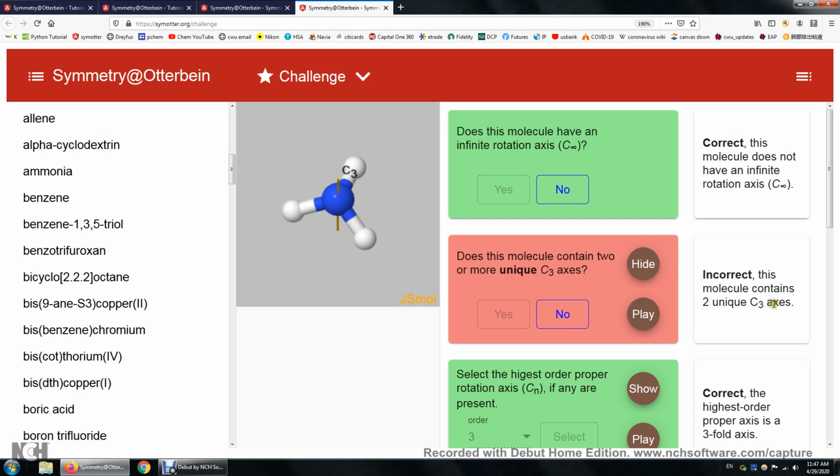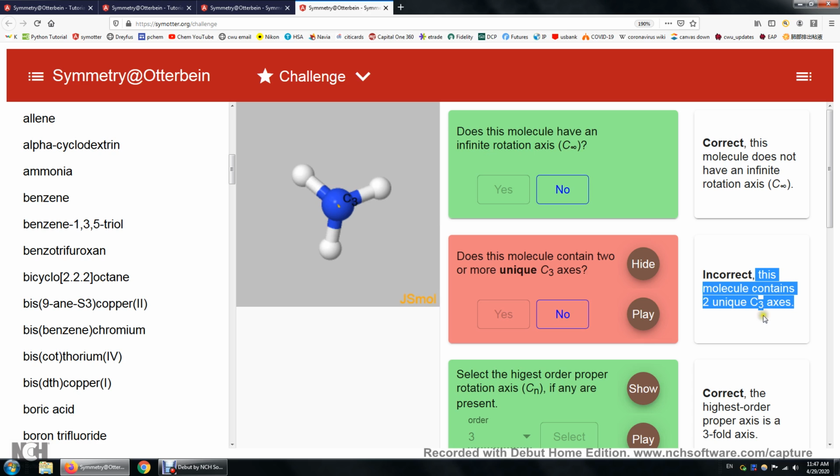I think I'm going to report this error to the manager of the website. And again, we can do a play. Okay, it's just rotation. So again, this is wrong. This molecule contains 2 unique C3 axes. This is just wrong. This molecule contains only 1 unique C3 axis, and it's displayed right now over here.